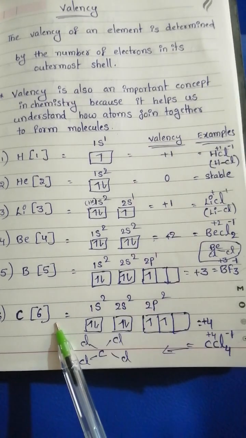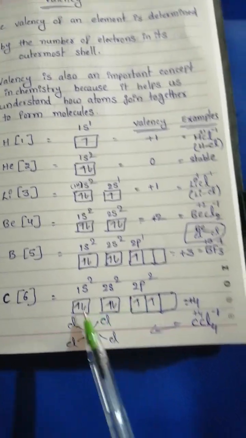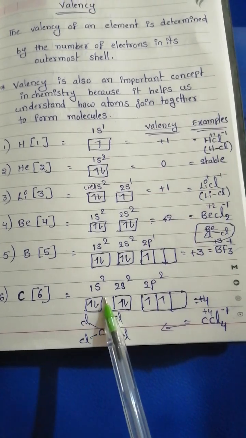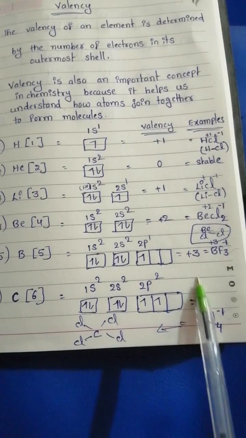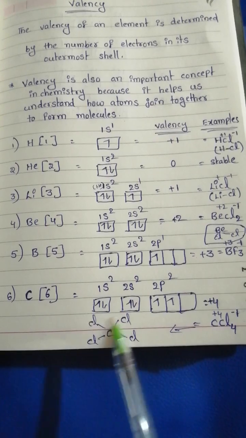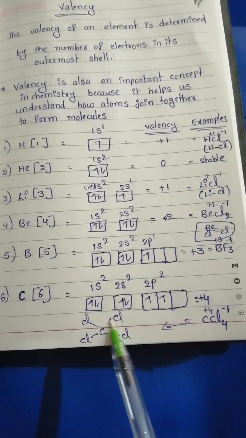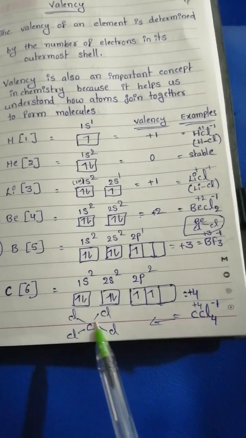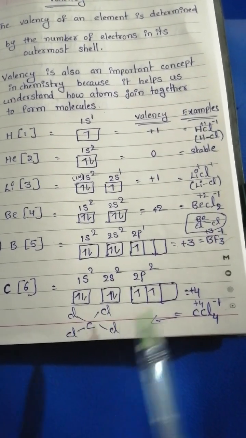After that, carbon. Its atomic number is 6 and its electron configuration is 1s2, 2s2, 2p2. 1s2 represents helium. In its outermost shell it has 4 electrons. That's why it has a valency of 4. Carbon is most important for organic chemistry. It plays a main role in organic chemistry. That's why its valency is 4. For example, carbon tetrachloride and its structure.